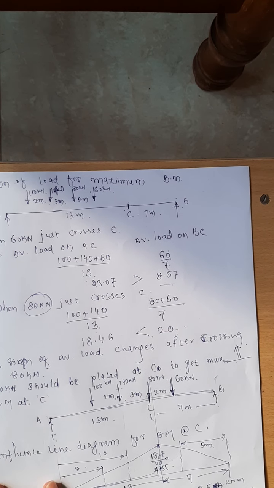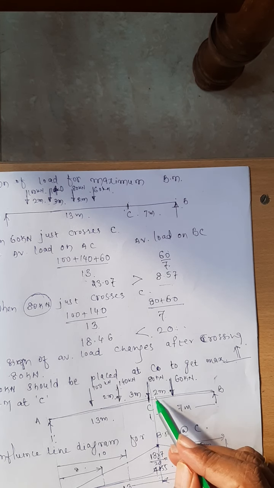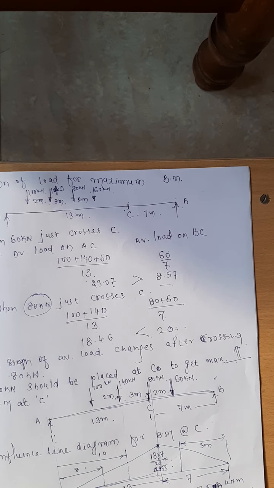Next part is calculation of the maximum bending moment. How we are calculating the maximum bending moment? First you need to draw the influence line diagram for the bending moment at the point C. Draw the influence line diagram for bending moment at the point C. Ordinate of bending moment, first under 80 kilonewton. You need to calculate the bending moment.